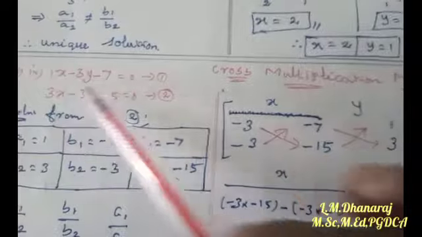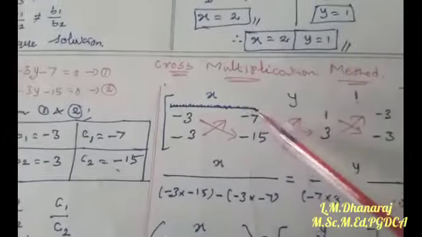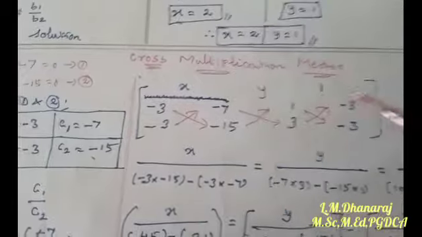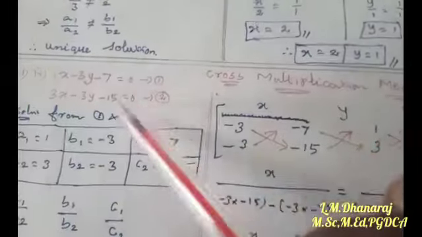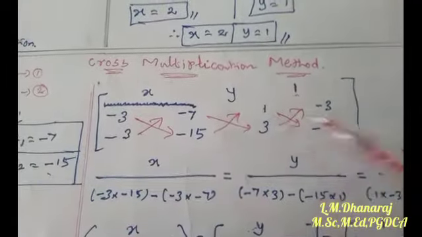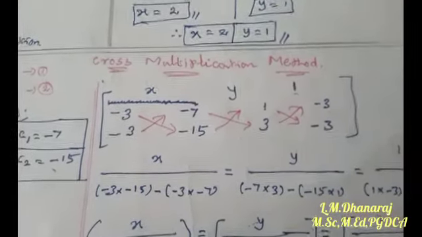For y term, we have to leave the coefficients of y, we have to write x and constant. So constant already we have written minus 7, minus 15. X term is 1, 3. Now for constant term, we have to leave the constant term, we have to write x and y. So already we have written x over here, and y is minus 3, we have to write the coefficients.